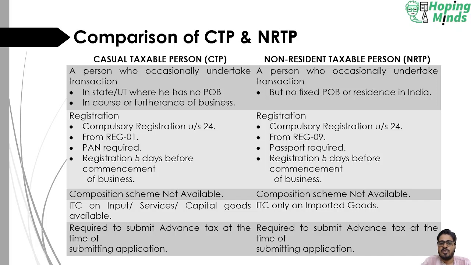Composition scheme is not available in both the cases. ITC on inputs, input services and capital goods is available for a casual taxable person, whereas input tax credit only on import of goods is available to NRTP. Both are required to submit advance tax at the time of submitting the application.